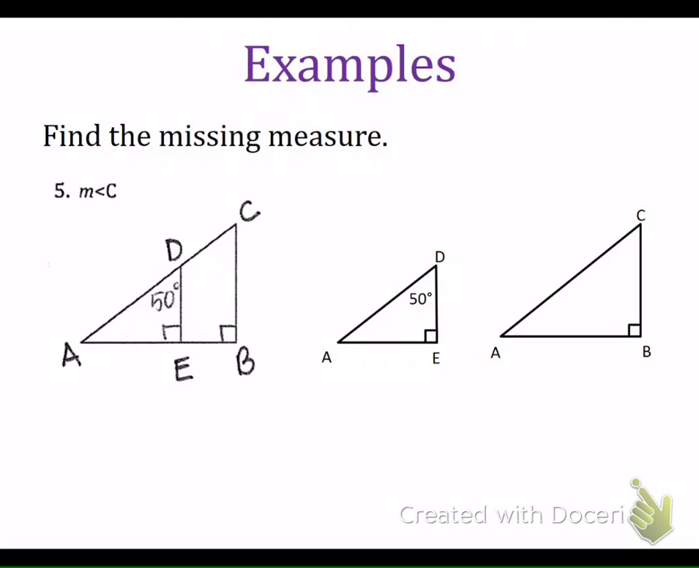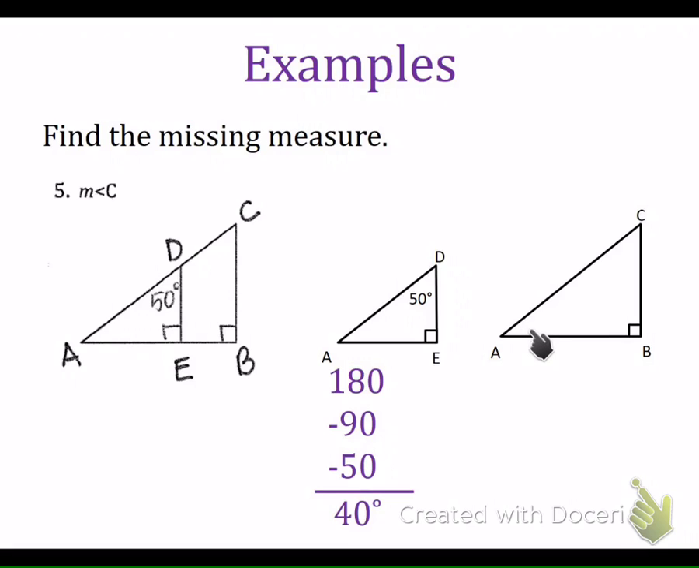Okay, let's pull them apart. So here they are apart, right? So if I do this, I can find the measure of angle A in the tiny triangle, right? So what is the measure of angle A? 180 minus 90 minus 50 is 40. It's 40. So the measure of angle A in the small triangle is 40. It's the same in the big triangle. Everyone see that? Same angle A.